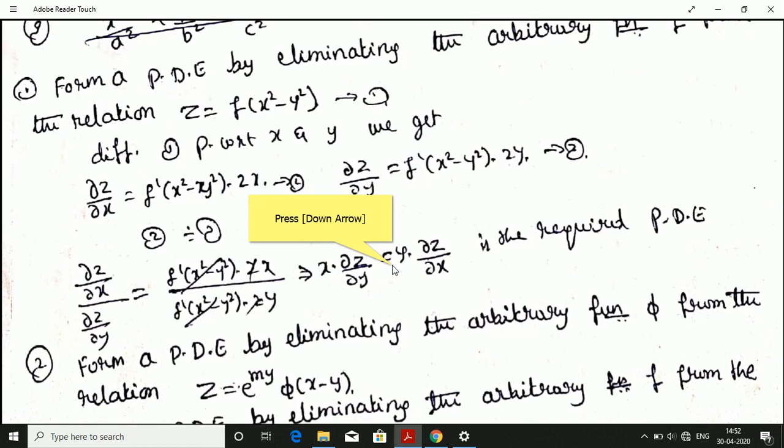On cross multiplication, x into del z by del y is equal to minus y into del z by del x, or else x into del z by del y plus y into del z by del x is equal to 0, which is the required partial differential equation. In this way, we can form the partial differential equation either by the elimination of arbitrary constants or by the elimination of arbitrary function.